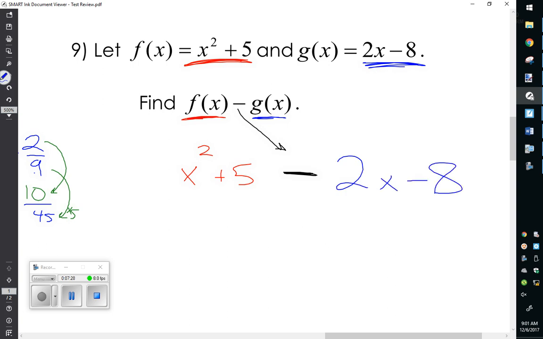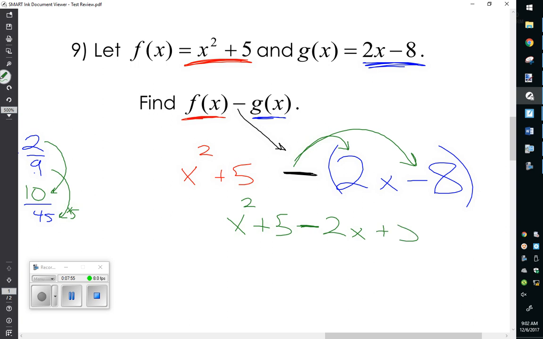If you write that, though, it is going to be wrong. I am subtracting more than one thing. So when I subtract more than one thing, what do I need to do with that second part? It needs to be inside of parentheses, because I'm subtracting that whole thing. And so what I really have to do here is distribute that negative sign to both parts. x squared plus 5 minus 2x, and that's going to become plus 8 because I'm distributing that negative through. It's going to change the sign. My final answer here is going to be x squared minus 2x, and then I'm going to take 5 plus 8 to get me 13.